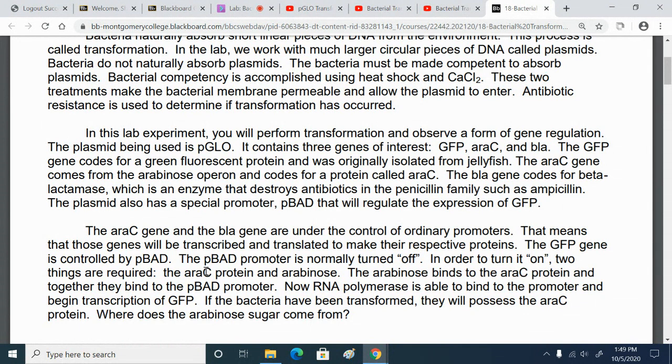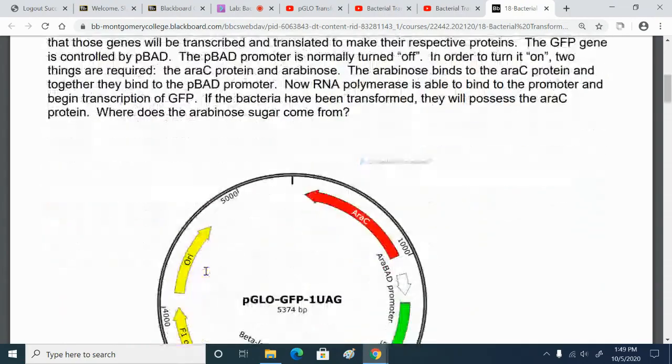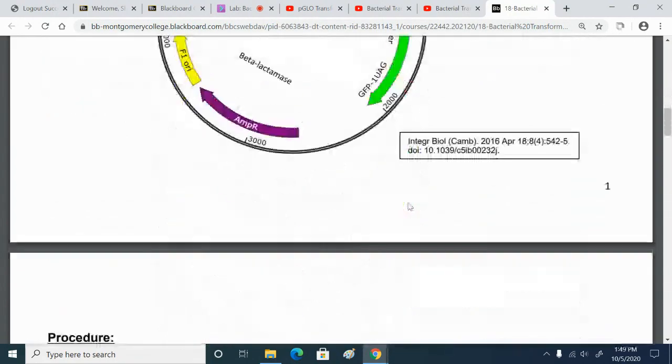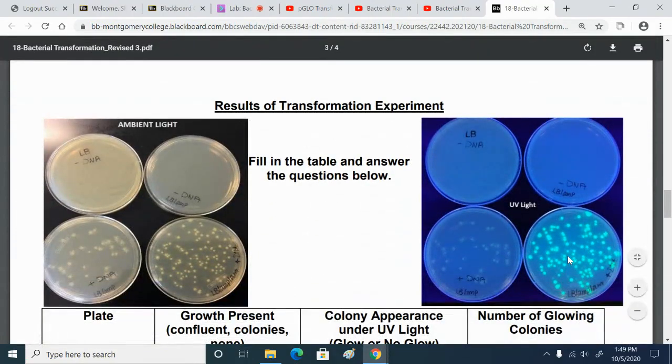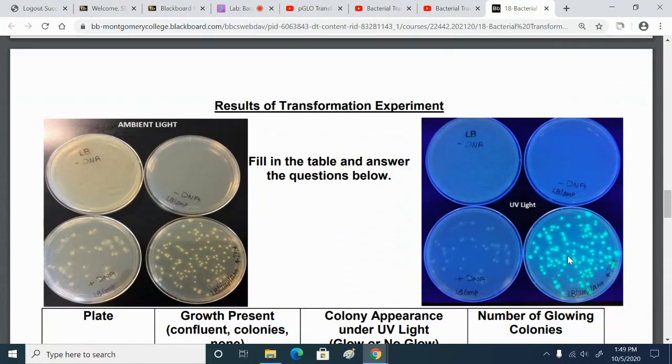So the ARAC protein comes from the bacteria because it's on the plasmid, which is inside the bacteria now. The arabinose sugar has to be provided to the bacteria, and it's only in one of the agar plates, in this plate here. So do we understand it now? Yes, thank you. I know. It is a lot to put all together and keep straight. We are going to watch some videos, and one of them kind of goes through that whole process.